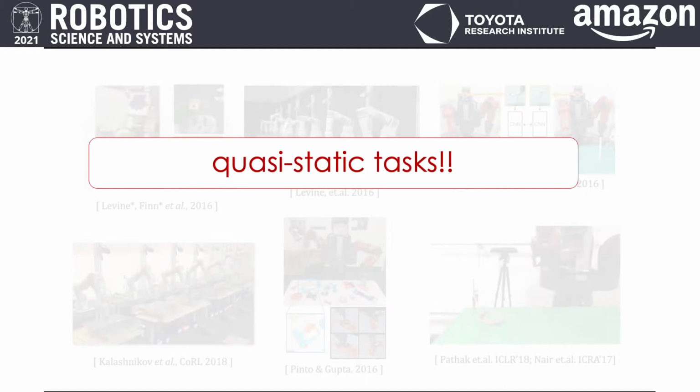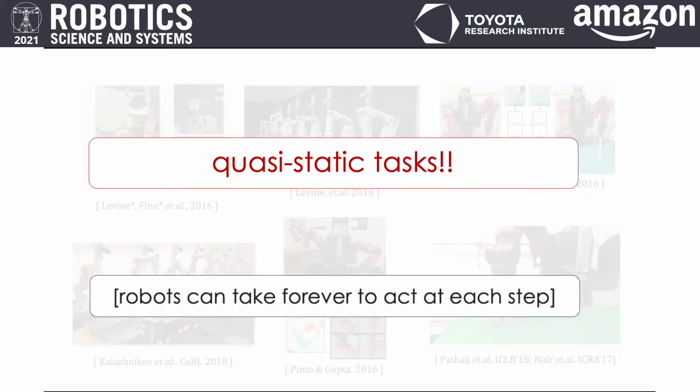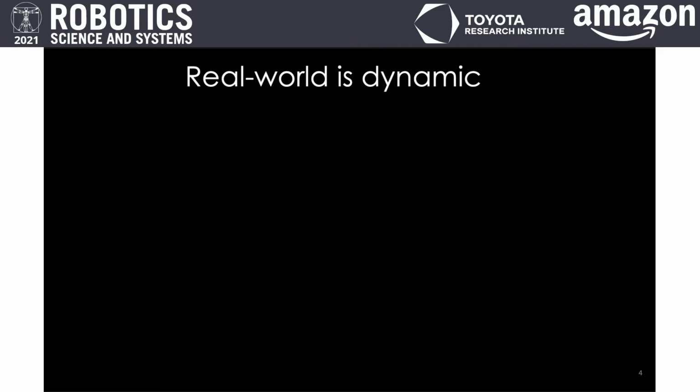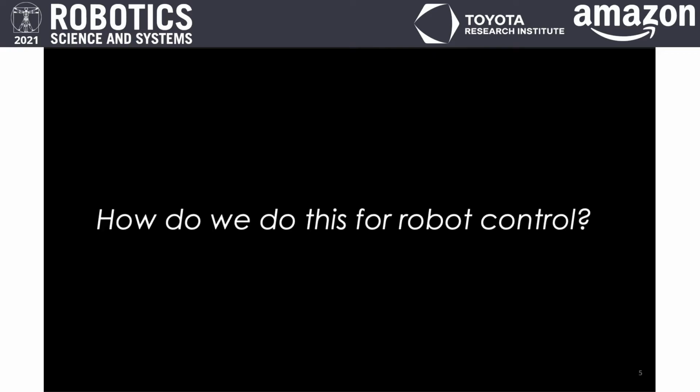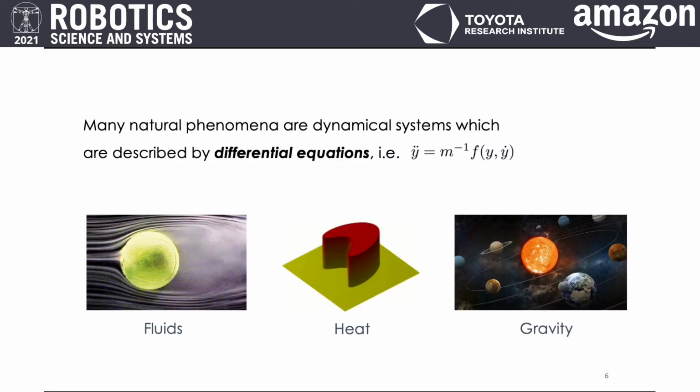They're quite quasi-static. The robot can take as much time as it wants for each time step. In contrast, humans move in much more dynamic ways. So how do we do this for robot control? Dynamical systems are omnipresent in nature and may help here. They provide an efficient way to encode continuous motions.